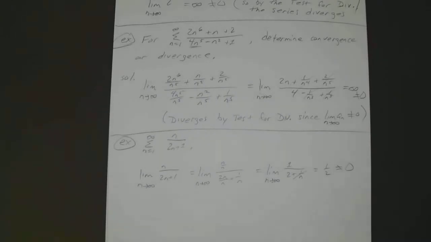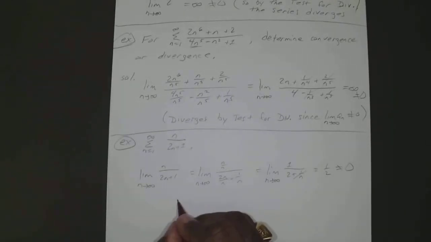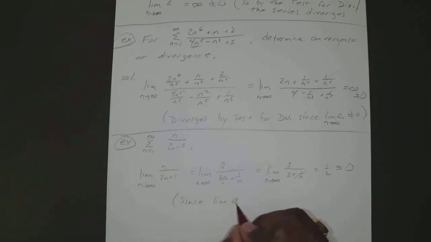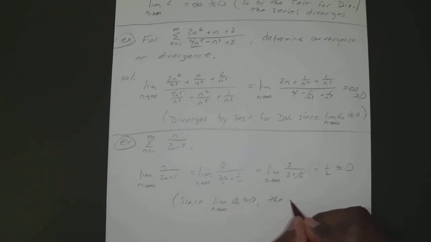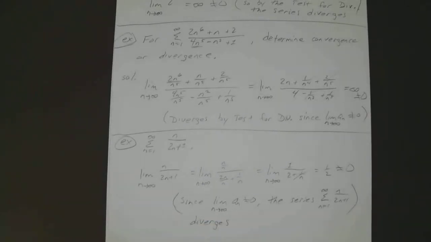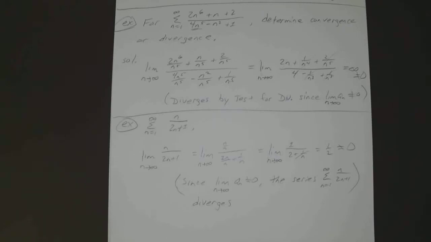Yep, so this actually diverges since it does not equal 0. Since the limit as n approaches infinity does not equal 0, the series from 1 to infinity of n over 2n plus 1 diverges. All right, so any questions on that one?